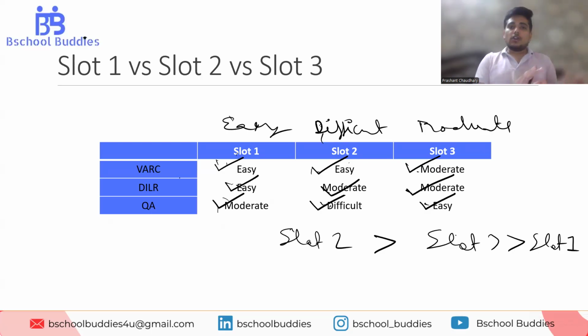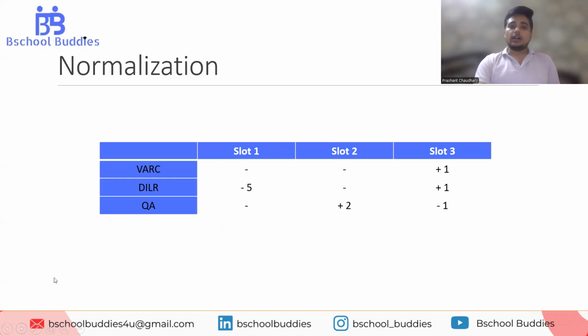Okay. Now, once you know that this is slot 1, this is slot 2, this is slot 3, we can even figure out the normalization effect. I'm not going into the calculation behind it, but this is the normalization effect according to us. So according to us, for VARC, only slot 3 will be increased by +1. So if, let's say, your score in VARC for slot 3 is 19, then your score after normalization will become 20. Okay. Now, there is no normalization in slot 1 and slot 2, though there might be a decimal normalization. We haven't taken that into consideration.